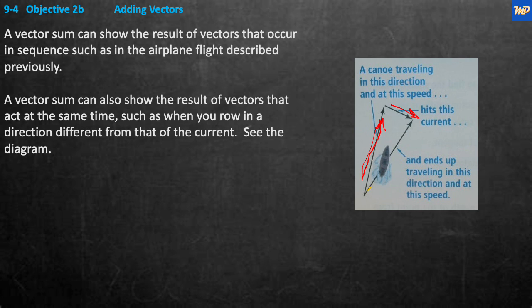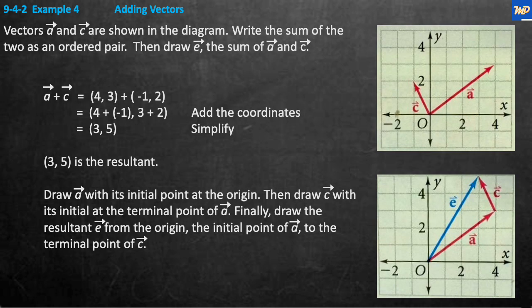It's this one here that goes along. This is the direction you're traveling right here because the current is pushing you away from the target you're aiming at. And so it ends up traveling in this direction at a different speed too, by the way. Okay, example 4, adding vectors.